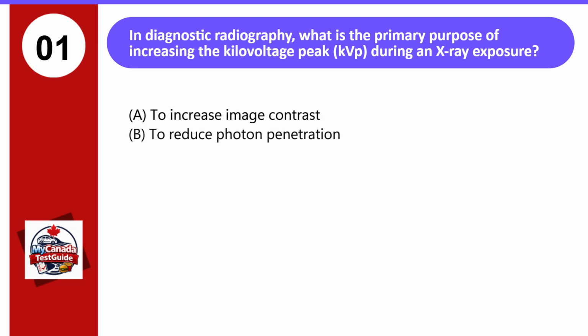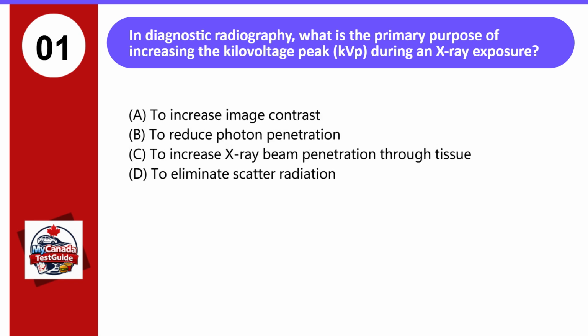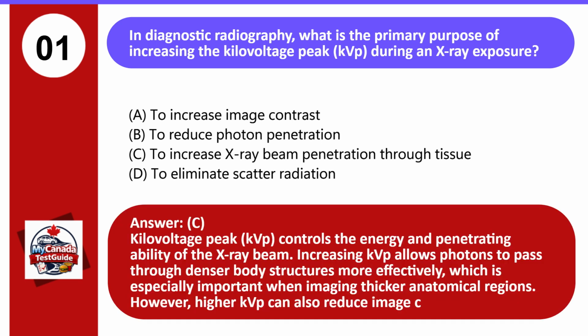In diagnostic radiography, what is the primary purpose of increasing the kilovoltage peak, kVp, during an X-ray exposure? A. To increase image contrast. B. To reduce photon penetration. C. To increase X-ray beam penetration through tissue. D. To eliminate scatter radiation. Answer, C. Kilovoltage peak, kVp, controls the energy and penetrating ability of the X-ray beam.